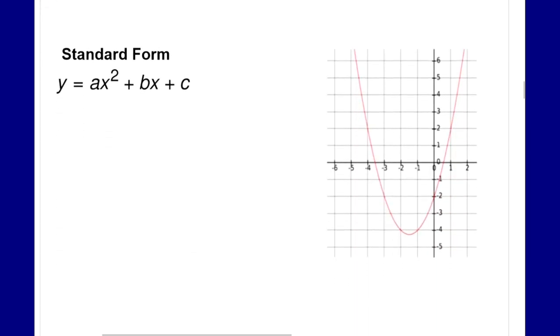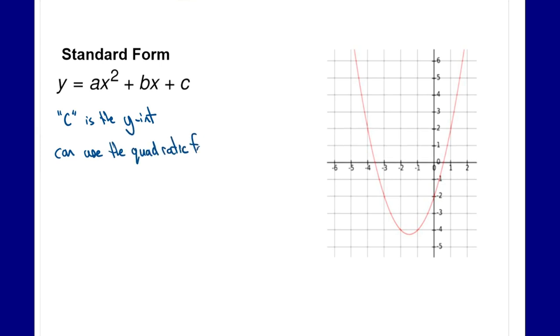Standard form doesn't give us a lot of information. The C value is the y-intercept, so that might be useful in some cases. Our initial value, well, it's not a linear relationship, but it does tell us the y-intercept. We can use the quadratic formula. So we can use the quadratic formula to find the roots or the x-intercepts, right?